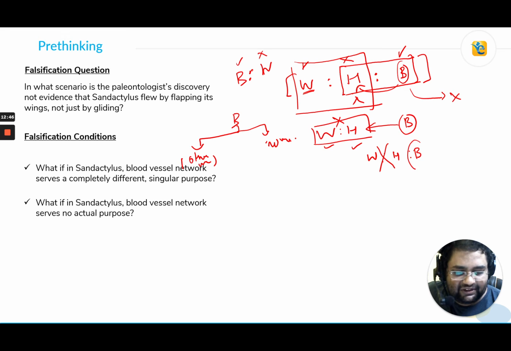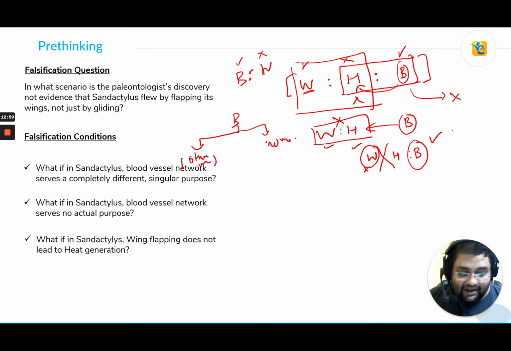Then just because you have a blood vessel network, again you cannot claim that the Sandactylus used to flap its wings for the purpose of flight. Again, this chain gets broken. So this is another falsification condition, and therefore we have arrived at 3 falsification conditions.